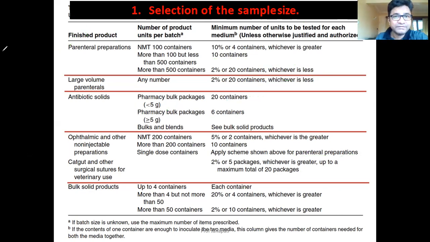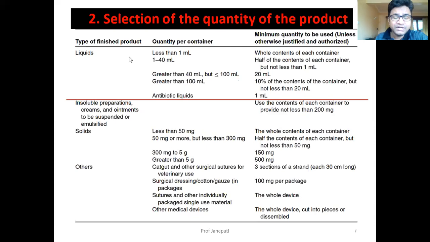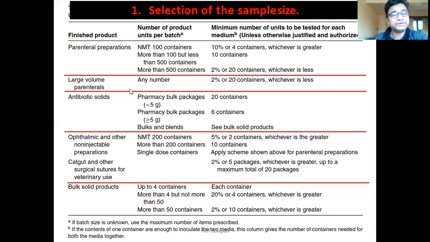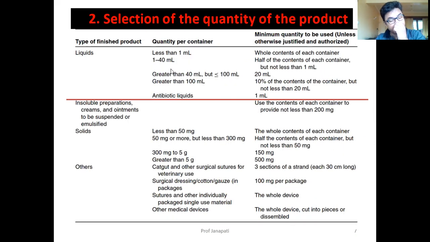Next slide, we will study the quantity of the product to be taken. Whatever you have selected, for example, here, liquid preparations. You have taken 2%. Here you have taken large volume 2%, so 20 containers you have taken. Then what is the volume to be tested? You can see it here.